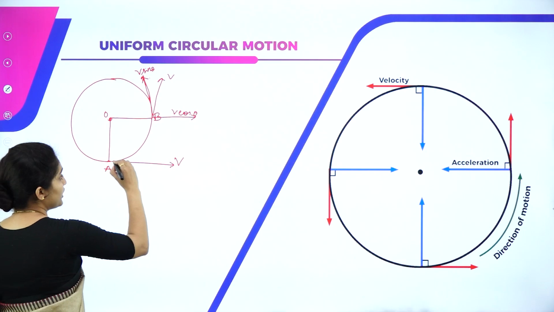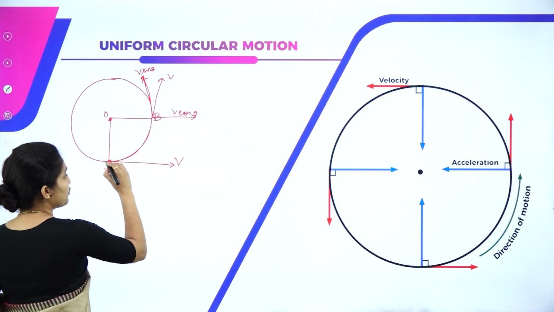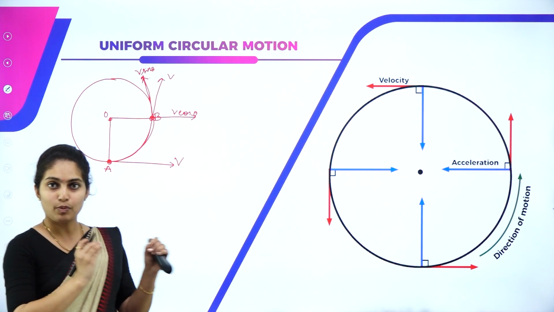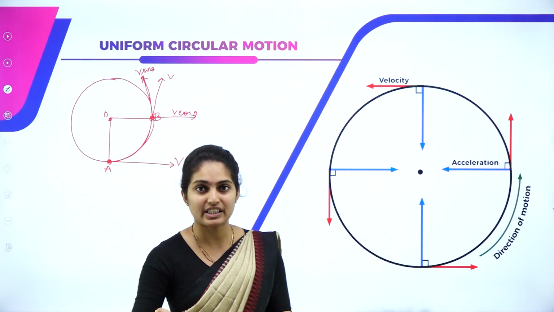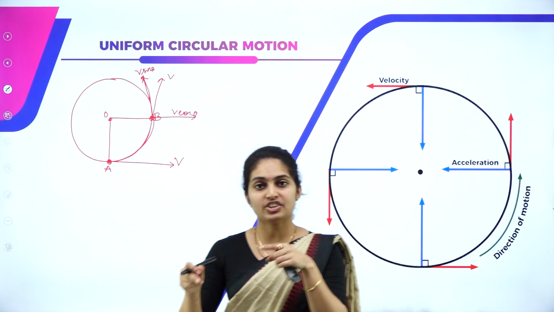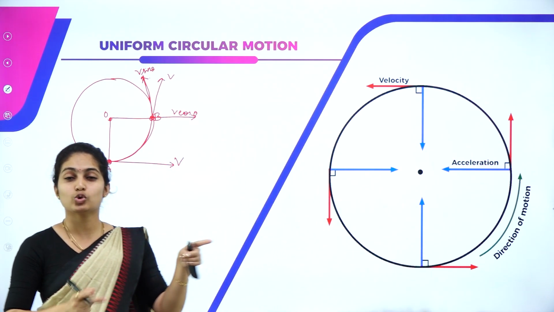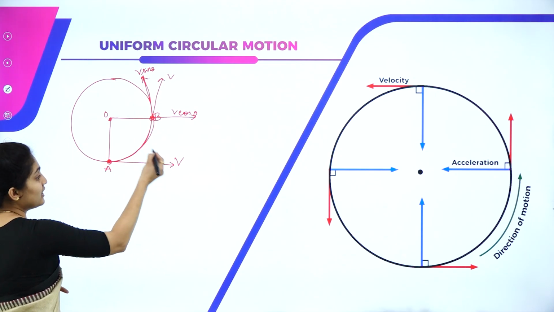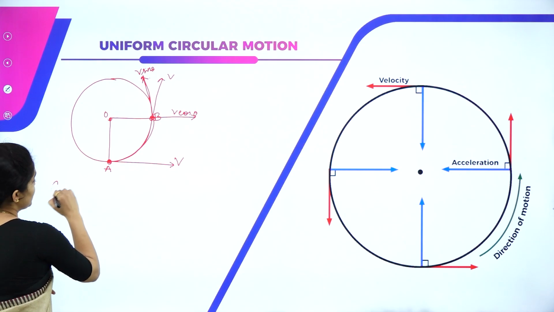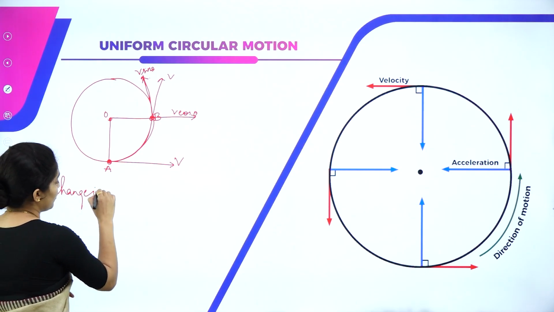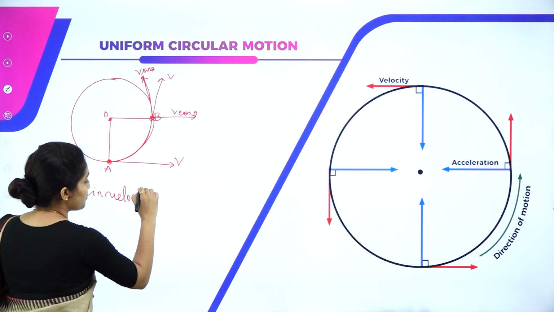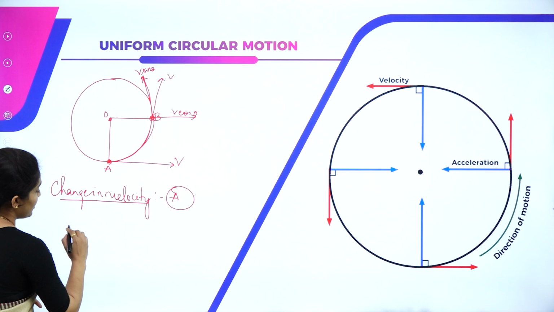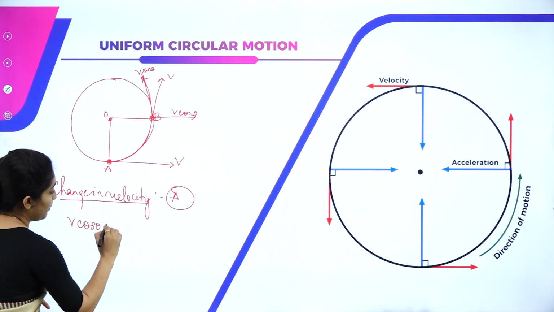Consider the change in velocity at this point A. From point A to point B, a particle has moved from this point to this point. So there is a change in velocity from initial to final. It is V and V cos theta. So the change in velocity is final velocity minus initial velocity. So change in velocity at point A is given as V cos theta minus V.